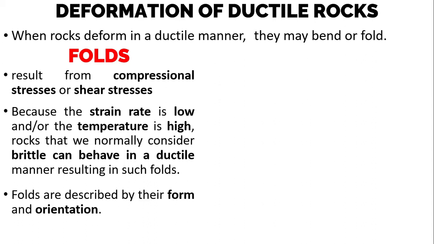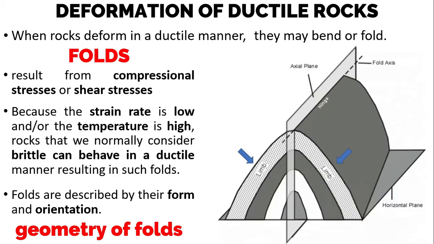Faults are described by their form and orientation. That's why we have the geometry of faults. So this is the limb. The limbs intersect at the tightest part of the fold called the hinge. A line connecting all points on the hinge is called the fold axis. An imaginary plane that includes the fold axis and divides the fold as symmetrically as possible is called the axial plane.